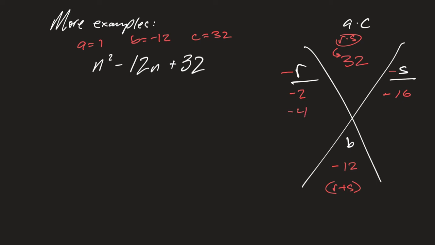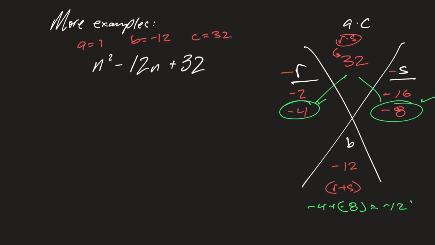What about negative 4 times negative 8? Well, if we remember from our previous example, we don't need to go any further. Okay, negative 4 times negative 8, that's 32. That checks out. Negative 4 plus negative 8, that's negative 12. So we have our two factors. So our answer is n minus 4 times n minus 8.